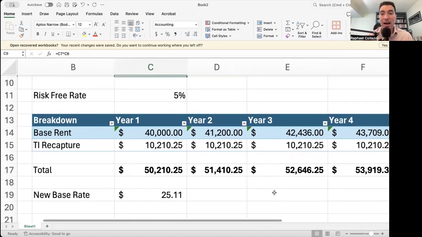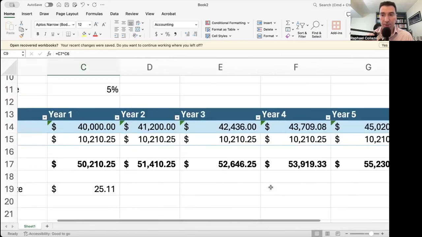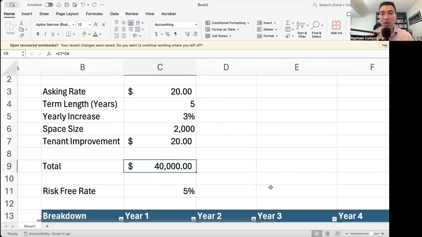So that's how I would do the analysis. If you want me to share this Excel sheet, I'm happy to do so. It is a good way to educate potential landlords or potential tenants about the impact of decisions based on this particular scenario.